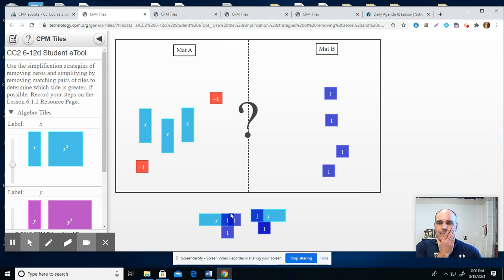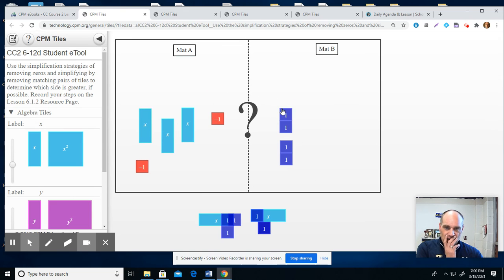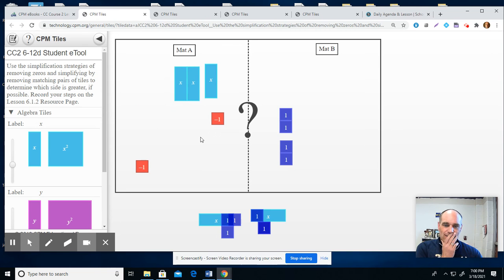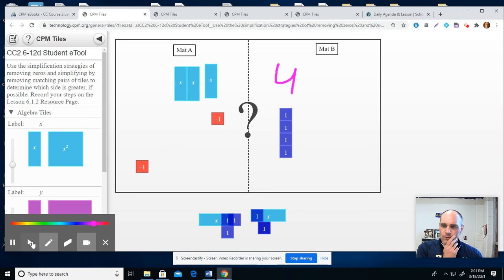All right. Boy, now I can't do any more simplifying. So let's see. I can't take these off because they're not on the same side, so I can't do 0 pairs. So now I have to make a decision on what side is larger. And the problem is I don't know what x is, and so I really don't know which side is larger. So I know that this side is worth 4. So I know no matter what, this side is going to be worth 4. But this side, I don't know what's larger because I don't know what this is.